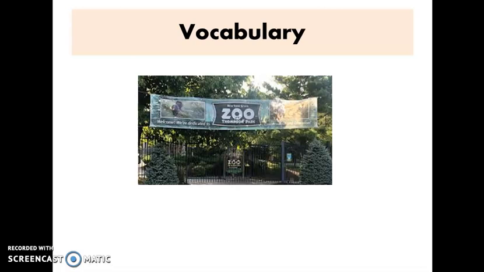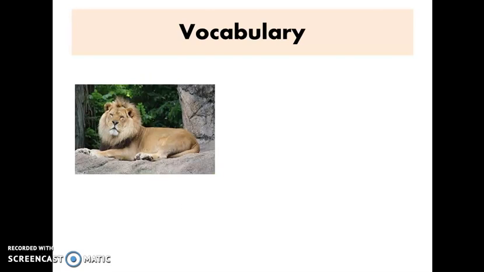We have been working with animals. Hemos estado trabajando con animales, ¿verdad? ¿Y dónde podemos ver esos animales la mayoría del tiempo? In the zoo. En el zoo. A zoo. A zoo es un zoológico. La palabra zoo es la forma corta o la abreviación de la palabra zoologic. ¿Ok? Entonces vamos a repetir. A zoo.